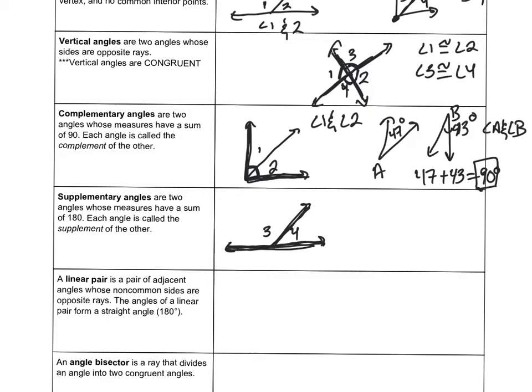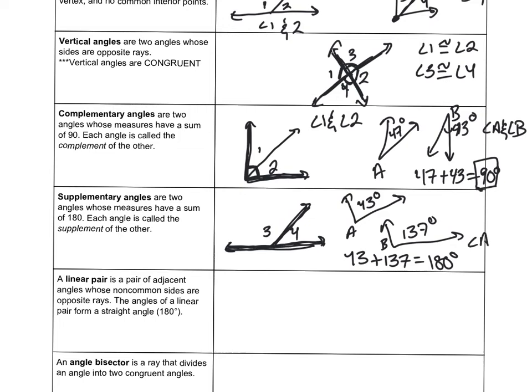Now let's look at an example. Let's say I have two separate angles. I have angle A, which is 43 degrees, and then I have angle B, which is 137 degrees. Now, 43 plus 137 is 180. So angles A and B are supplementary. Very similar to complementary: complementary is 90, supplementary is 180.